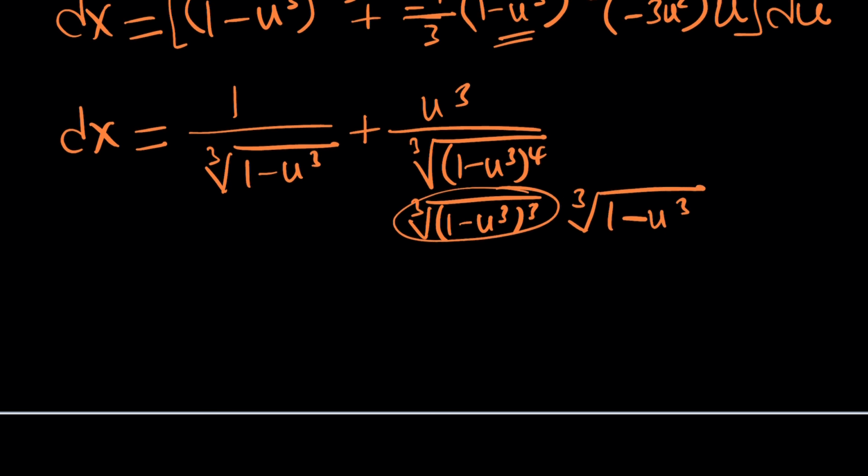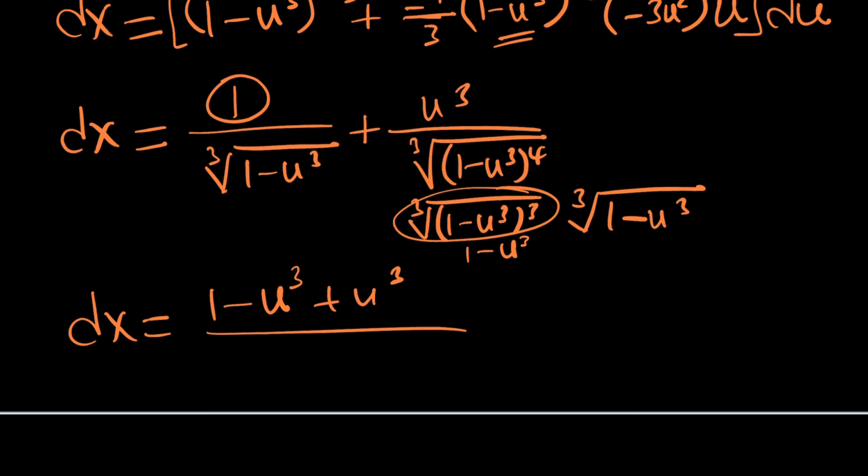And this is 1 minus u. So all you need is to multiply by 1 minus u to make a common denominator. So it's going to look like this. 1 minus u will be multiplied there. I'm sorry, 1 minus u cubed. That's what I meant. And then plus u cubed. And then the common denominator is just going to be the cube root of 1 minus u cubed to the 4th power. And of course, there's a du as well.